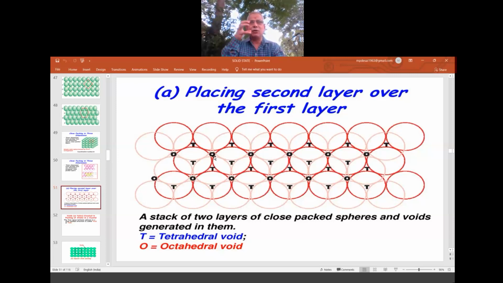That means to create an octahedral void, we require more spheres, and to create a tetrahedral void, we require fewer spheres. 4 is to 6, right? So that's why I have written here octahedral void, tetrahedral void. So all these are tetrahedral voids and all these are octahedral. You have to arrange like this only. So how to keep, you have to keep in this way.